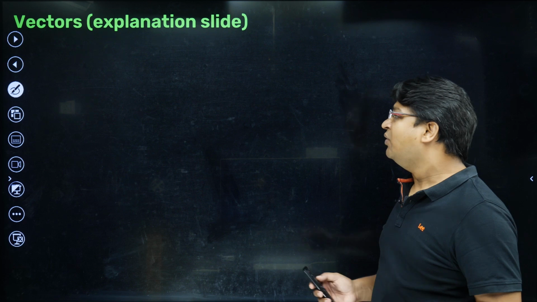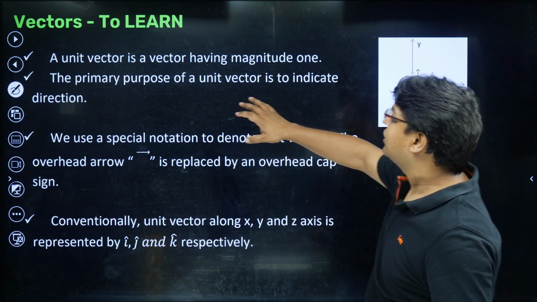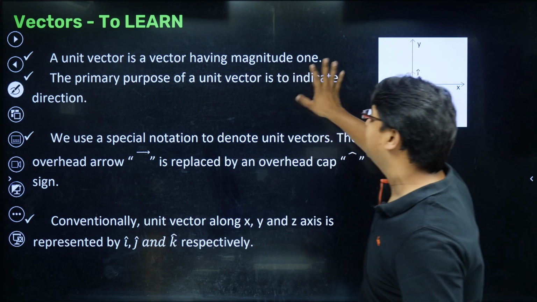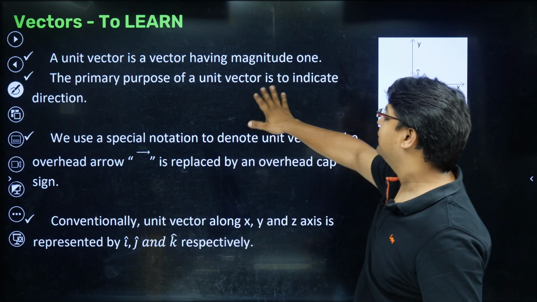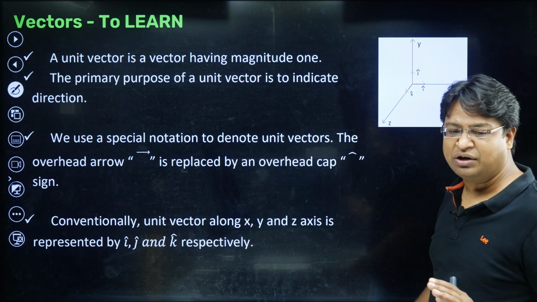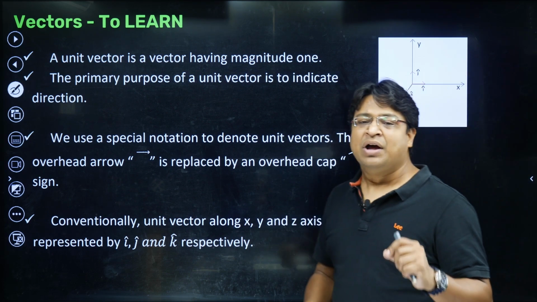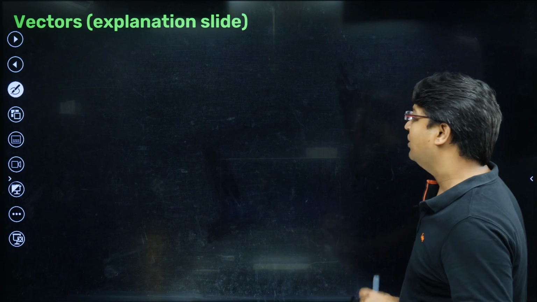Okay, now let's talk about what a unit vector is. The primary purpose of a unit vector is to indicate direction. Whatever I have told you right now is present on the screen so that you can take note of it, and what I haven't told you till now, I will tell you now.